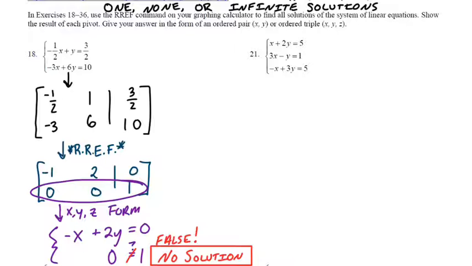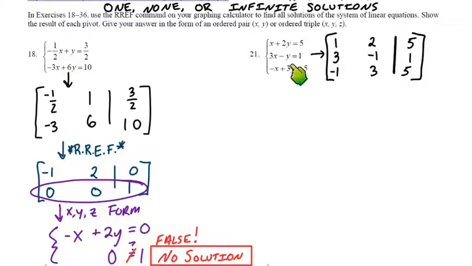Okay, well, let's see about number 21 here. Number 21, let's put this into an augmented matrix. So I've got 1, 2, 5 for the first row, 3, negative 1, 1 for the second row. My final equation there looks like I have negative 1, 3, and 5.